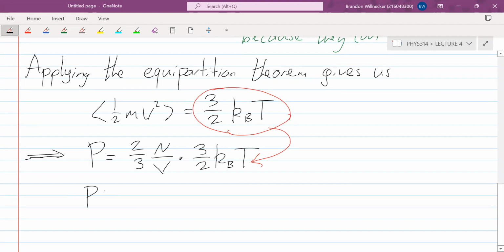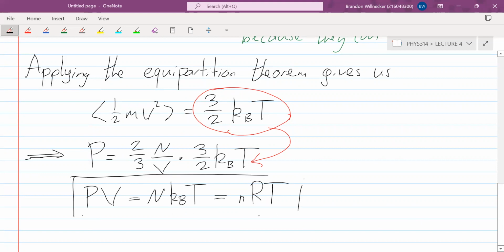So we end up with PV equal to N kBT. Okay, so that's in terms of the number of particles. We could also write this in terms of the number of moles, with Avogadro's constant, as nRT. And this is the equation of state that we've been using so often.